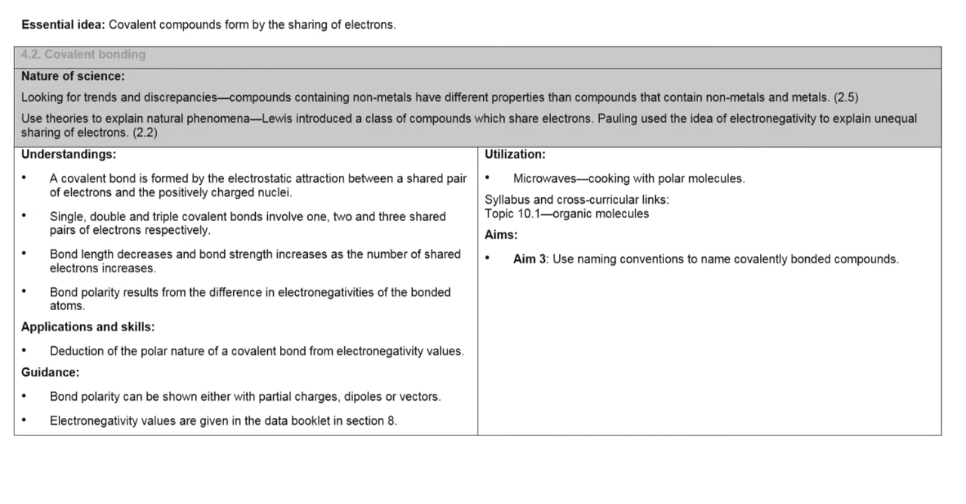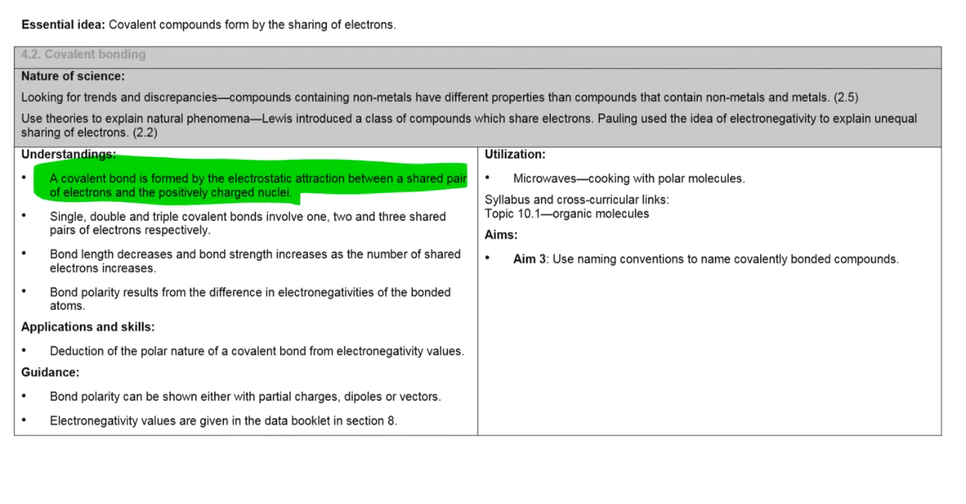Moving on to covalent bonding. The covalent bond is formed by the electrostatic attraction between a shared pair of electrons and positively charged nuclei. So this is why covalent bonds have a bond formed of electrons from two different atoms. However, this is not always the case, and we'll look at that later. So this is also a definition that you should commit to memory.